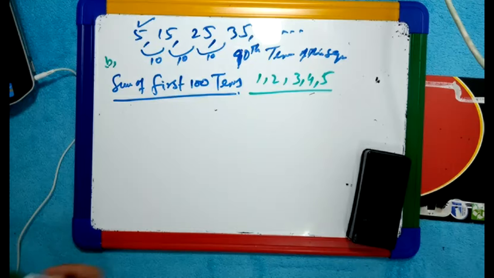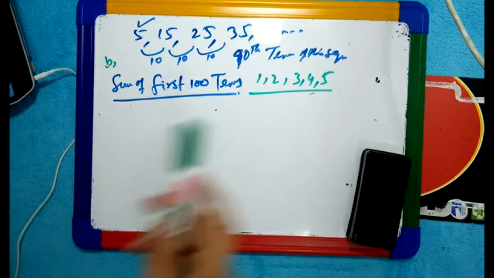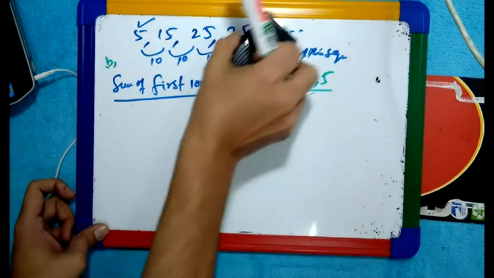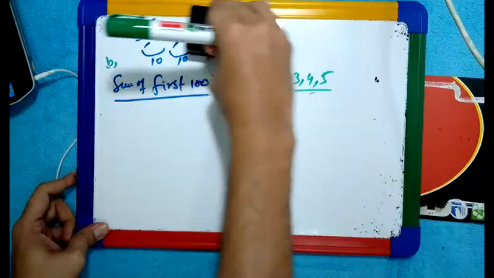Wait, what? No. Total of these is 15. Wait, how? Don't you mean 5 plus 15 plus 25? No, I said I do not attach this question with the previous. I'm just asking the sum of these numbers. Oh, these numbers. Okay, yeah, 15 then.